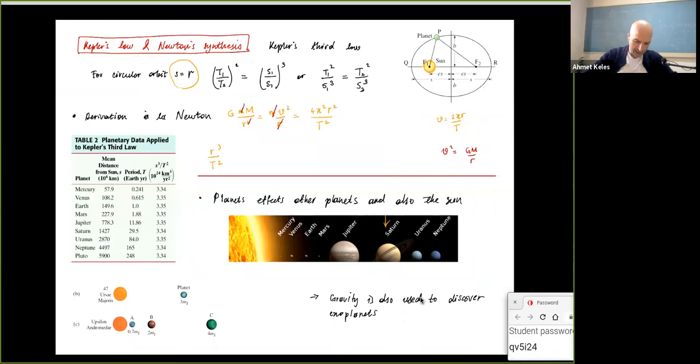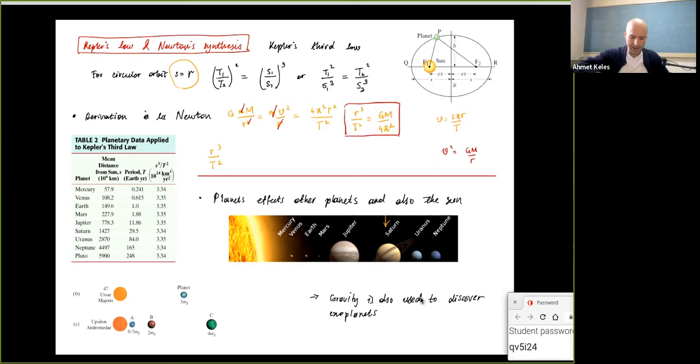So I already see this R can be taken to here and everything else can be taken to the other side, right? Then R cubed divided by T squared is equal to GM, right? Divided by 4 pi squared. So you can see for any given planet, this M is the mass of the sun, and it only depends on the mass of the sun. So R cubed over T squared, whichever planet you take, is this thing.